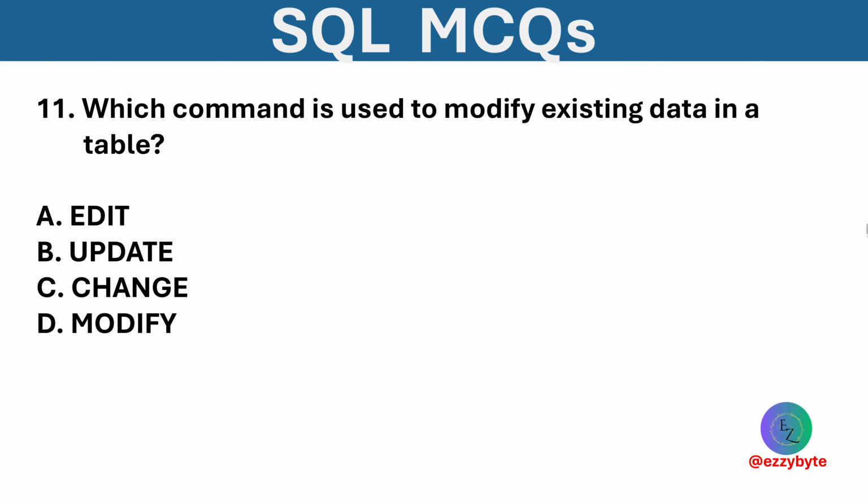Which command is used to modify existing data in a table? Options are edit, update, change, and modify. Option B is correct. Update is used to change existing records in a table.